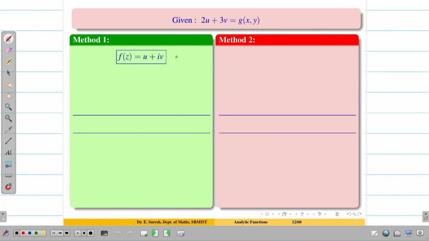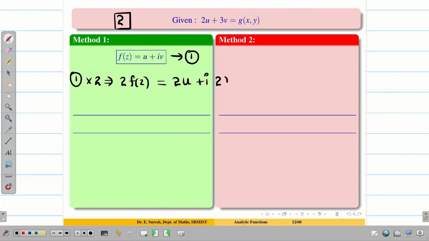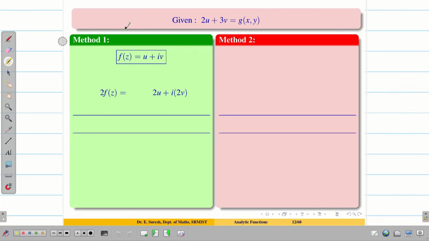Do you understand? Now we have to find the analytic function f of z. Just see the coefficient of u and v. The coefficient of u is 2. So let us take this as equation 1. Multiply 1 with 2. So now we get 2 into f of z is equal to 2u plus I into 2v. Next, see the coefficient of v. If the coefficient of v is plus 3, then we have to take minus 3i.